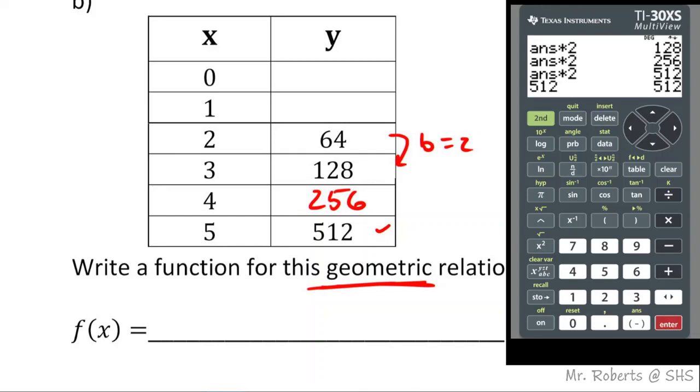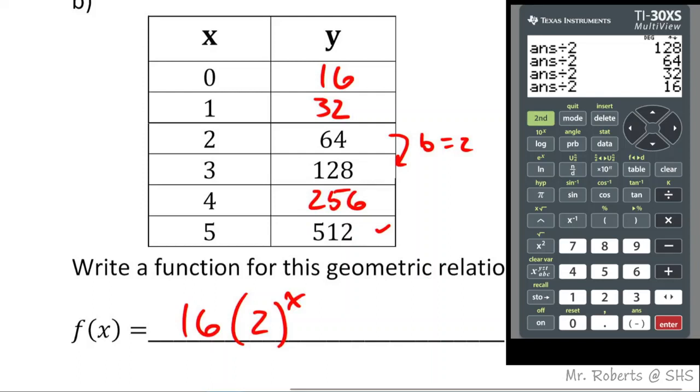what undoes multiplying by 2 is dividing by 2. So dividing by 2, I should get 256. Yep, 128, 64. The first term is 32, and the 0th term is 16. So I can see that my 0th term is 16, and I'm multiplying by 2, so the general form of a geometric explicit rule would be 16 times 2 raised to the x power.